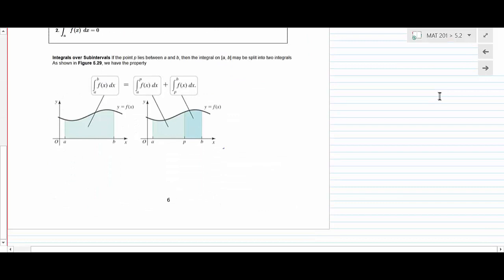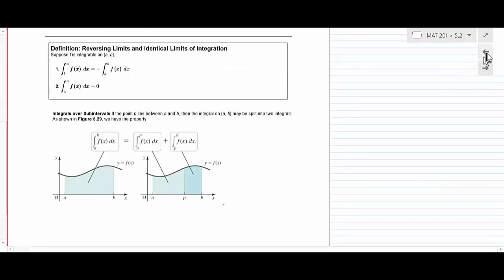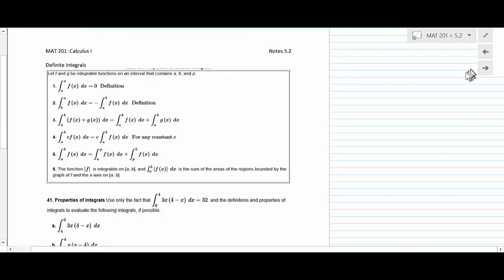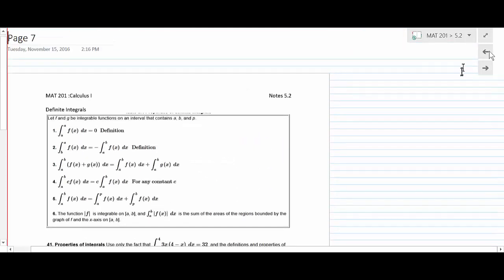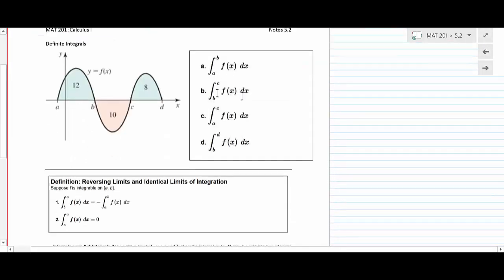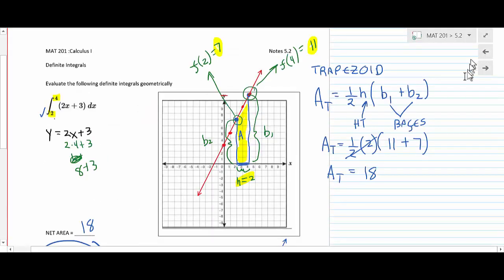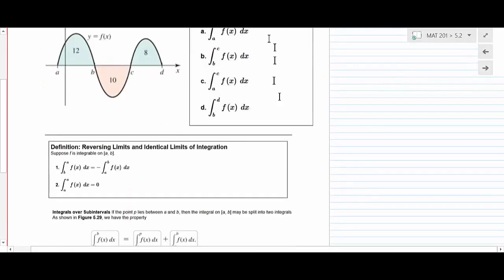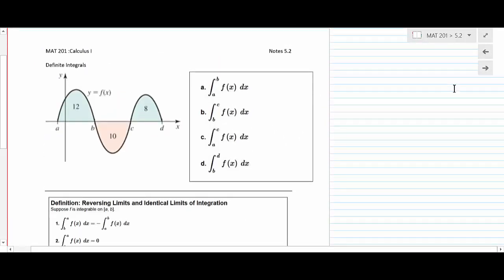Let's do a couple of other things here, then we'll take a break. I think I want to just finish up this page, then we'll take a break because I want to get through this example here. Okay, just to kind of wrap this up.